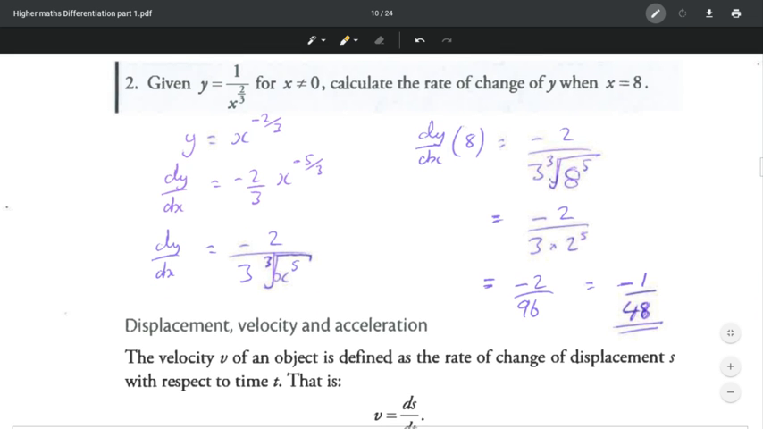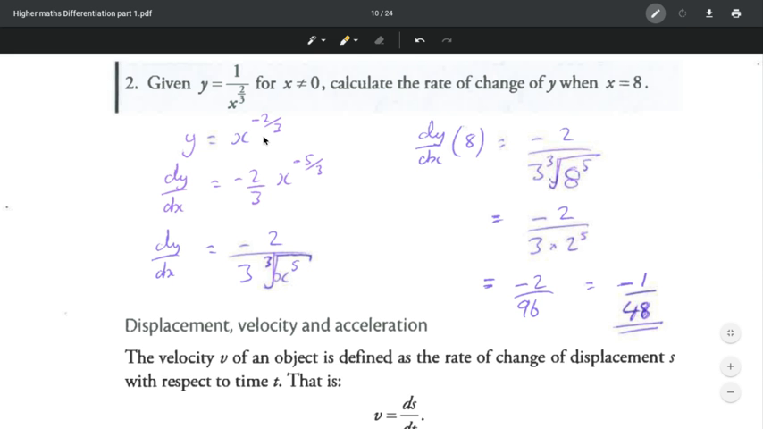Question 2, for y equals 1 over x to the power 2/3, calculate the rate of change of y when x equals 8. So again, we need to differentiate. We need to differentiate y here. So y equals x to the power negative 2/3. Remember, we cannot differentiate a function of x where x is the denominator. So y equals x to the power negative 2/3.